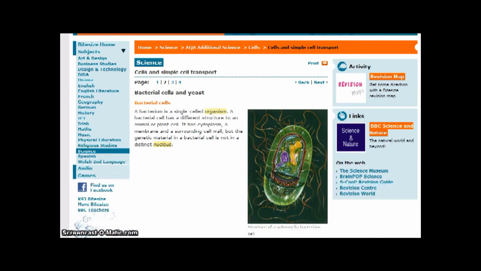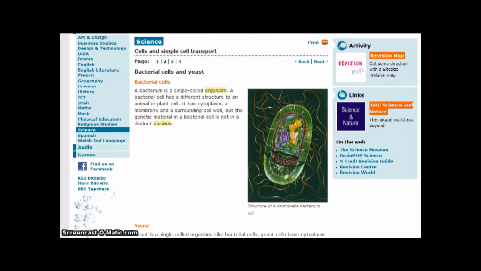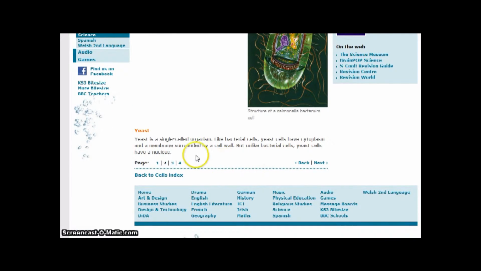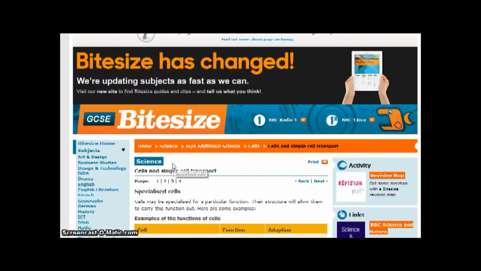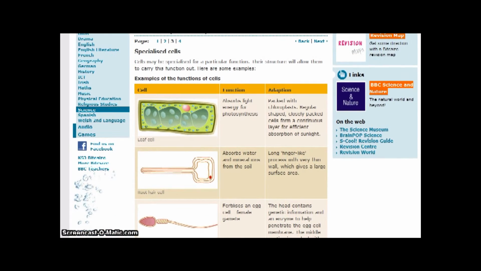Oh, here it is. So here's a bacteria cell. A bacterium is a single-celled organism that is key. It has cytoplasm, a membrane, and a cell wall, and it has genetic material which just floats around. Whereas yeast is also a single-celled organism. They have cytoplasm, cell membrane, a cell wall, but they have a nucleus containing genetic material. So that's a key difference between yeast and bacteria. Yeast has a nucleus, bacteria doesn't, and its genetic material just floats around.